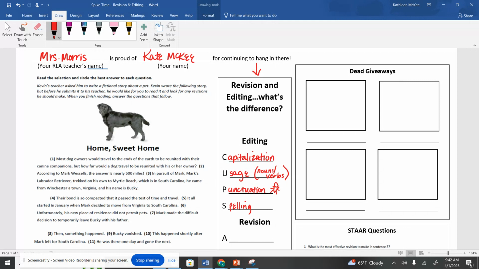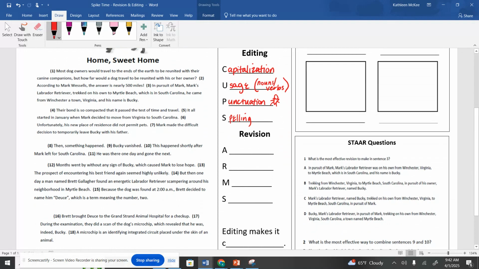Okay. Then we also have revision. Revision is a little bit different. So revision is not looking at those things. It's looking at adding words or sentences. In revision, we also remove unnecessary or unneeded words or sentences. When you revise, you move things around. And I'm going to change my adding to add because that's going to bother me. Okay, so you add, you remove, you move, and finally, you substitute.